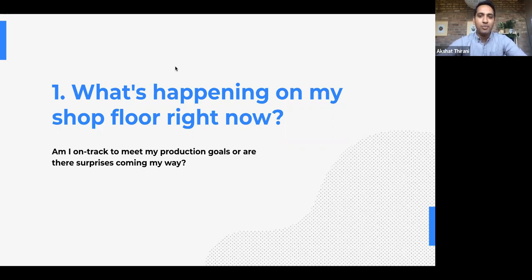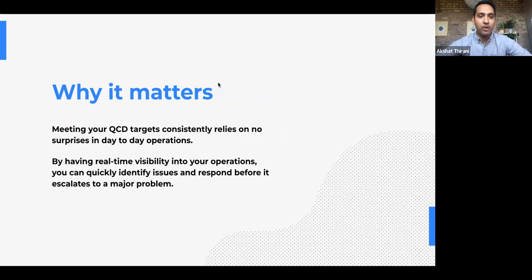Okay, so the first dashboard aims to answer a question, which is, what's happening on my shop floor right now? And it can often be hard to tell, am I having a good day or a bad day on the shop floor? It's a very basic question, but often you get different answers. For example, are you on track to meet your production goals? Or have there been surprises today, like a machine going down unexpectedly, not having the material? And so all of these things really impact ultimately your customers and certainly your employees.